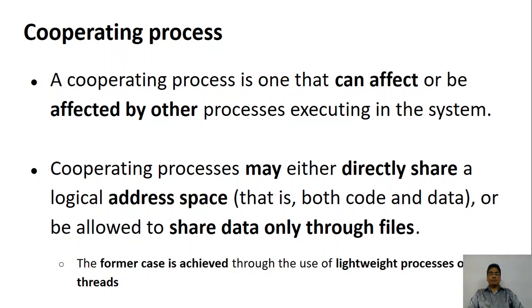As we are all familiar with cooperative processes, what are cooperative processes? Cooperative processes are those that either affect or are affected by the other processes executing on the system. So when there is more than one process running on the system, a cooperative process may interact with another process, thereby affecting its execution, or some other executing process may interact with the current process and affect its execution.